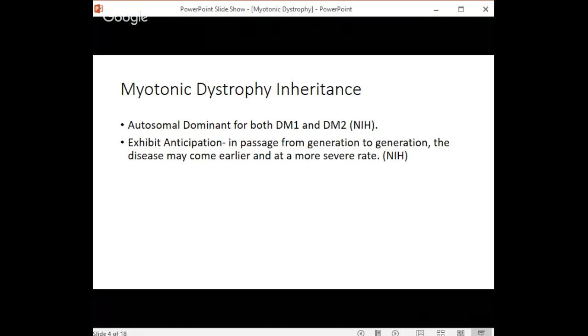And it exhibits anticipation. What I mean by anticipation is that when we pass this disease from generation to generation, the disease can come usually earlier in your life and usually more severe when passed down from generation to generation.